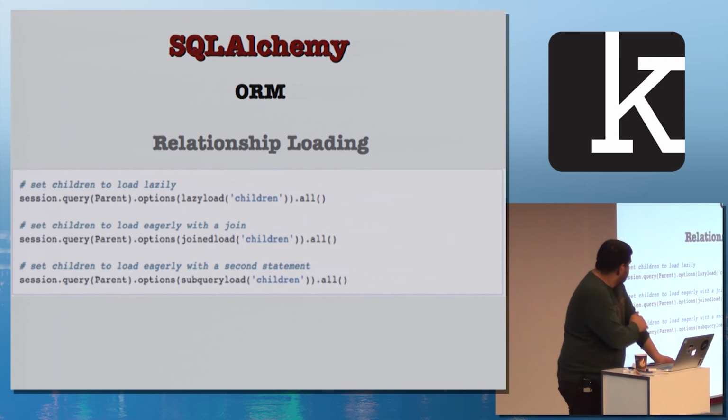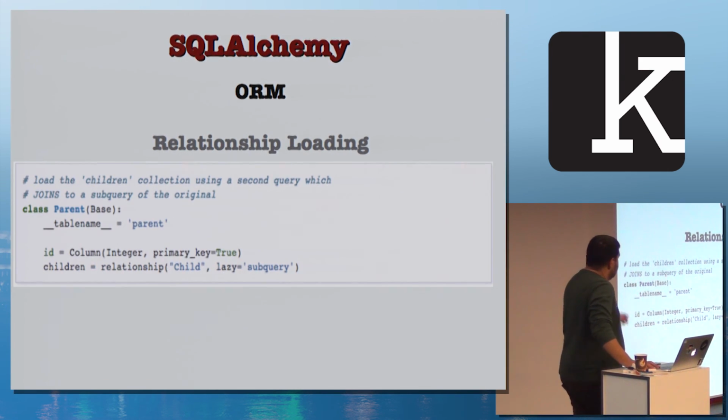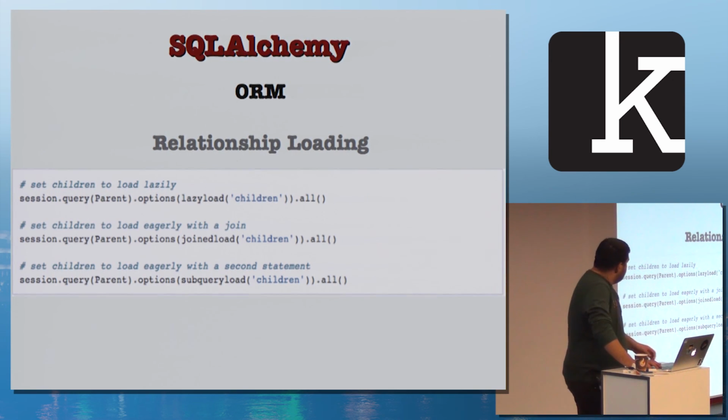So, what are the relationship loading techniques in SQLAlchemy? SQLAlchemy supports lazy load, joined load, and subquery load of relationships. You can say in the query that lazy load or joined load or subquery load this relationship of this object that I have, or you can define the relationship in the class itself. And in this parent class, we have a children attribute, which is related to child. And whenever we query a parent object using expression language, it will load the related objects with a subquery. You can do it lazy or joined as well.